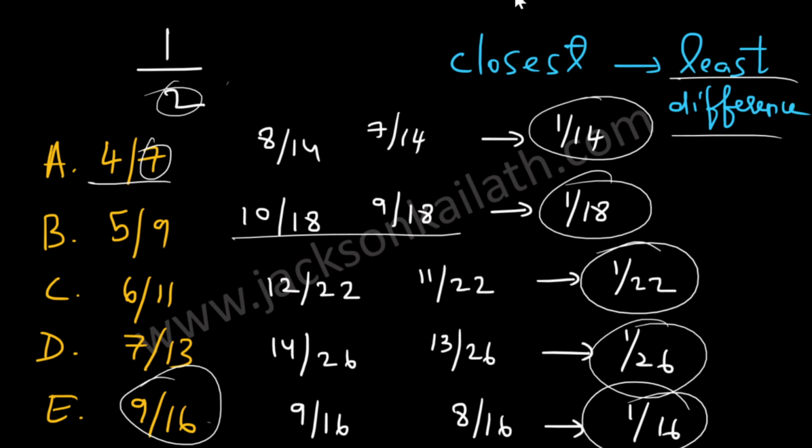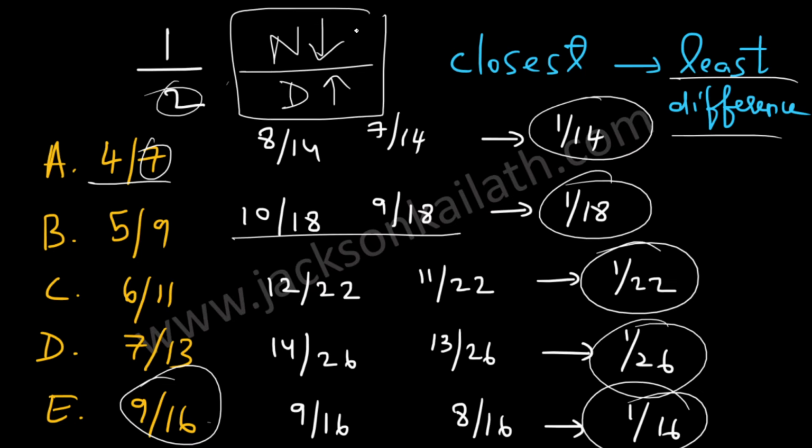Now notice that for a fraction to be the lowest, the numerator has to be less and the denominator has to be greater, right? When you do this, the fraction becomes lower. For example, let's say you have a fraction like 3 by 7. Now let me reduce the numerator from 3 to 1 and let me increase the denominator from 7 to 10. So 3 by 7 and 1 by 10, if you compare them, 1 by 10 will be lower. Why is that so? Because you have reduced the numerator and you have increased the denominator.